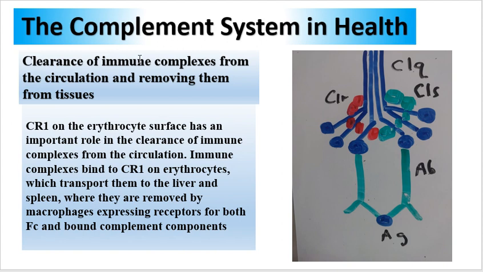Complement is also very important to avoid immune complex diseases, for example, SLE, vasculitis, and glomerulonephritis. Red blood cells express complement receptor number 1, and they bind to immune complexes in the circulation and carry them to the liver and spleen, the graveyard of the body. So deficiency of complement receptor number 1 on the surface of red blood cells may predispose to systemic lupus erythematosus development.